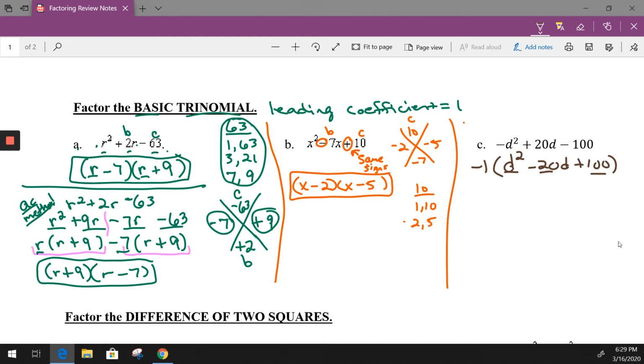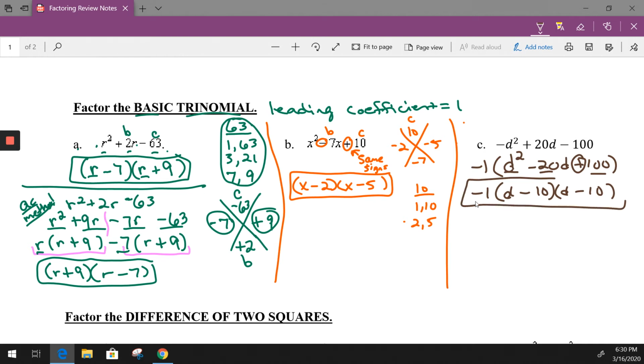And then we go through the same scenario again. What two numbers multiply together to equal 100? But now our sign is positive. So again, our signs have to be the same. They're both going to be negative. So we're looking for two numbers that multiply together to equal 100 and add up to 20. So hopefully all of you are thinking that 10 times 10 multiplies together to equal 100, but also adds up to 20. But again, the signs have to be the same. They both have to be negative so that they will multiply to 100 and add up to that negative 20. Don't forget about the negative 1 that you have out front.